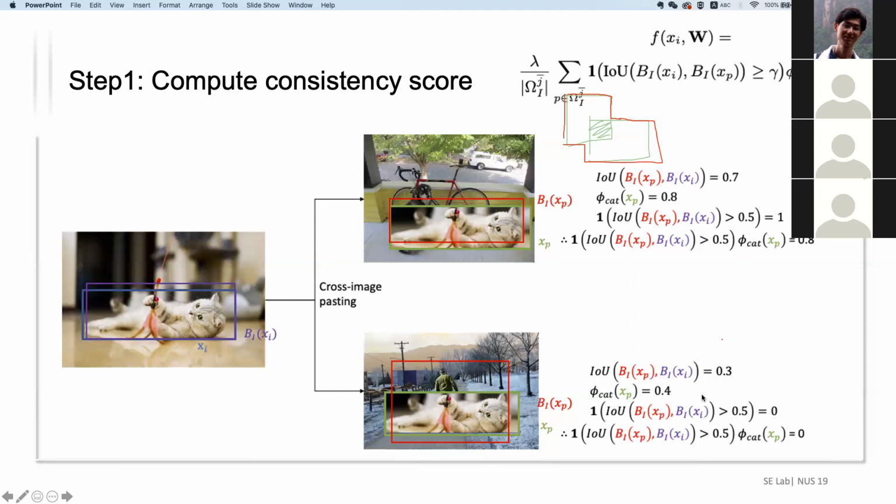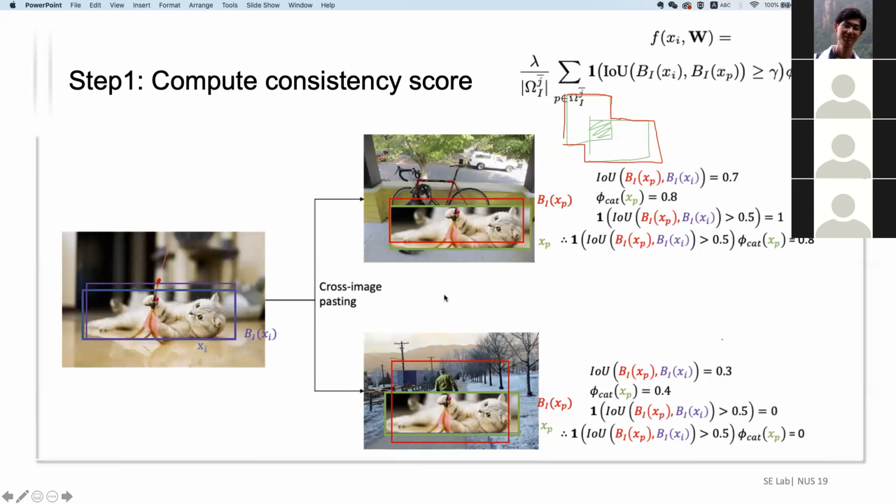So even if it has a classification confidence here, which is non-zero, the final multiplication is still 0. So the consistency for this proposal is simply taking the average between 0.8 and 0, which is 0.4. And in their experiment, they randomly select 5 images to be pasted instead of 2. And then after that, they just take the average consistency.